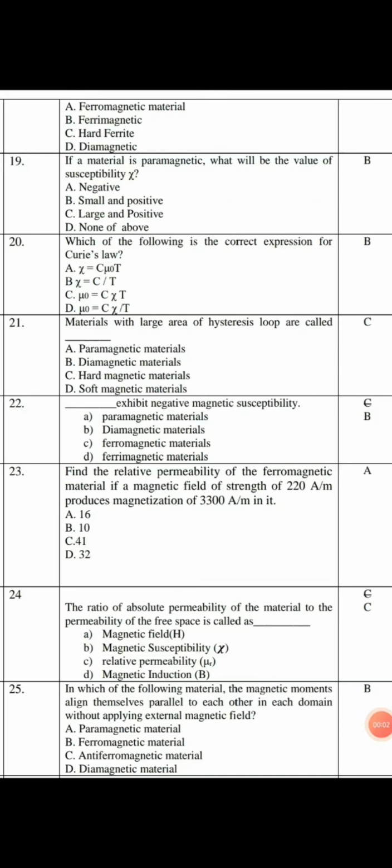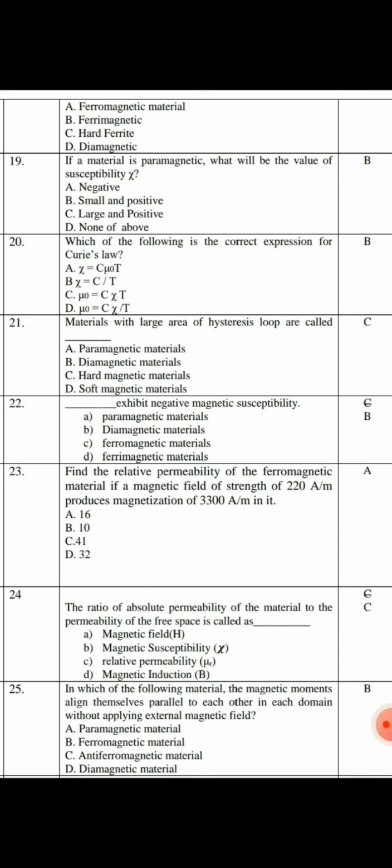22. Blank exhibit negative magnetic susceptibility. Options are option A, paramagnetic material. Option B, diamagnetic material. Option C, ferromagnetic materials. Option D, ferrimagnetic material. So the correct answer is option B, that is diamagnetic material.